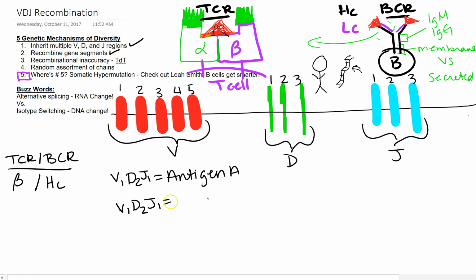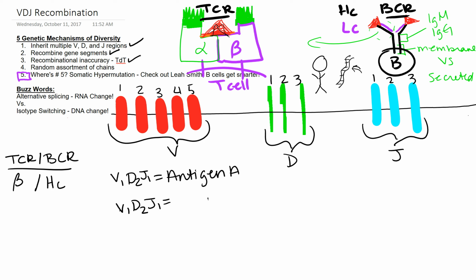So let's say, though, that that second cell also used V1, D2, J1. Now, you would think that looking at this, it would also be specific for antigen A, but you would be wrong, and here's why. It's because of recombinational inaccuracy. This is an incredibly inaccurate process. These cells are replicating very quickly. It's error prone, and we like it that way. Why? Because errors bring diversity.